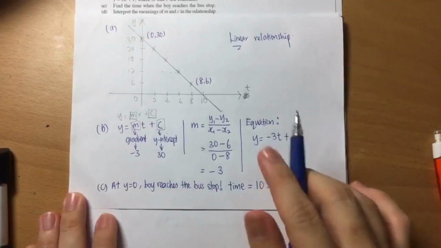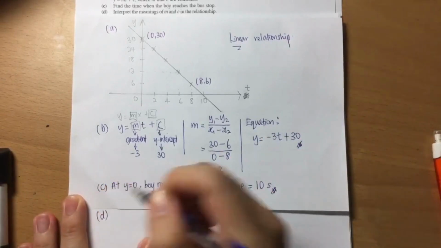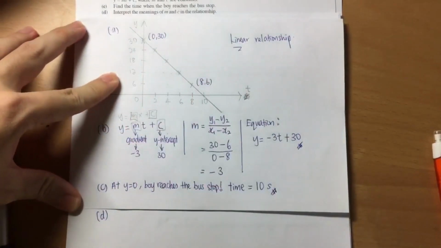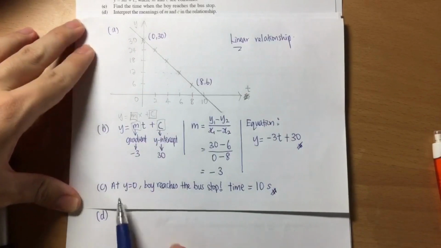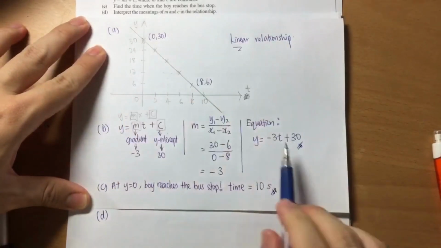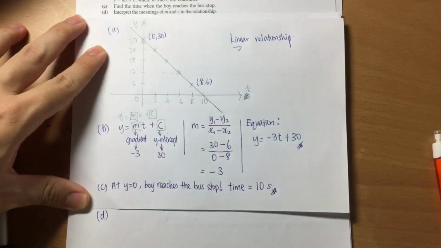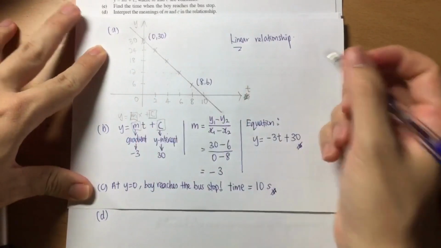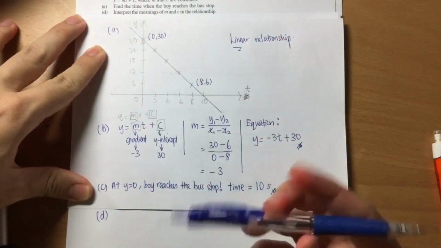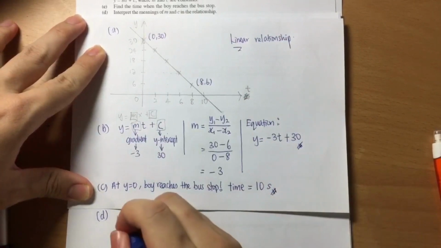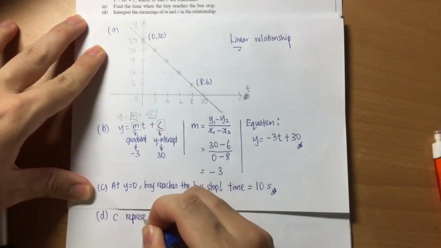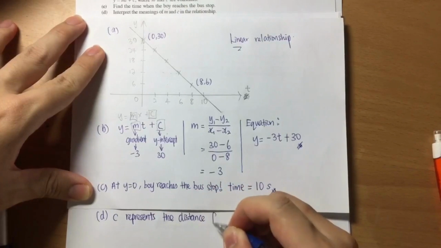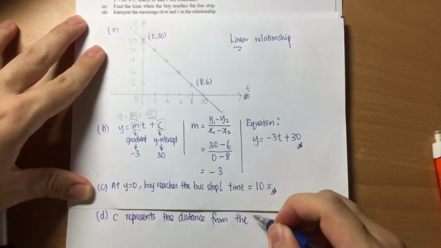Okay, for part D, in this part, we are supposed to interpret the meanings of M and C. So, do you notice for C, which happens to be the y-intercept, what does this number represent? So this number represents the distance from the bus stop.